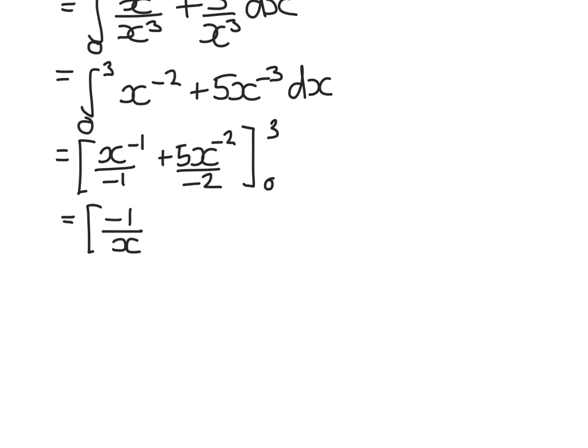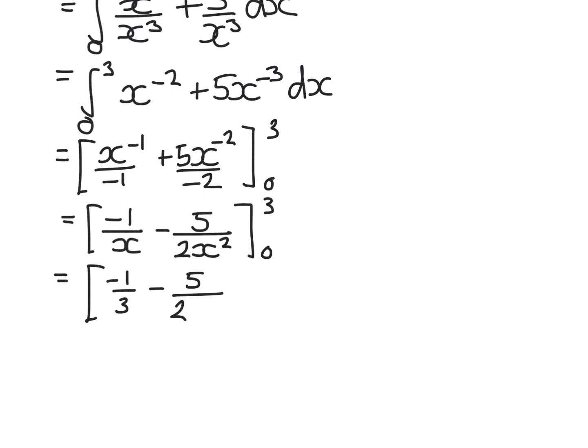This plus negative will become a negative. 5 will stay on the top, but the 2 will go down there. So the x to negative 2 will become x squared down there. Right, now I can plug in my numbers. So if I plug in 3, I have minus 1 over 3 minus 5 over 2 times 3 squared.